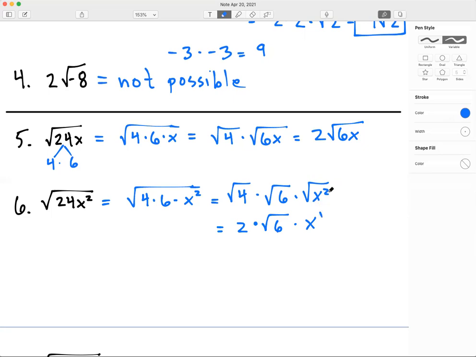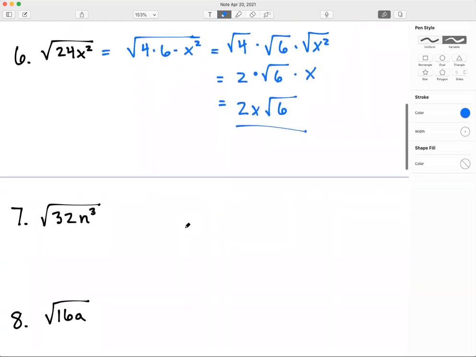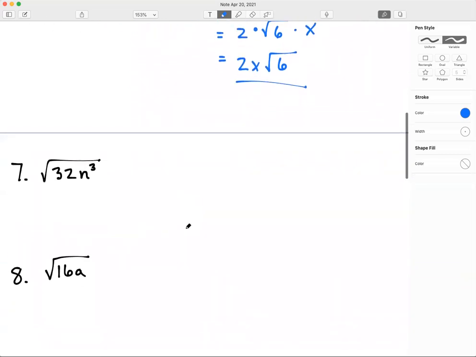Okay, so what's 2 divided by 2? 1. So we don't need to write the 1. But there it is. And I'm going to write that x there. I'm going to write everything under the radical last, just like that. Okay? All right, a couple more. Number 7.